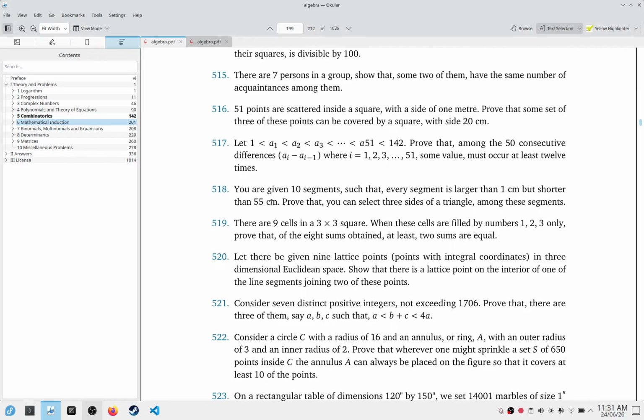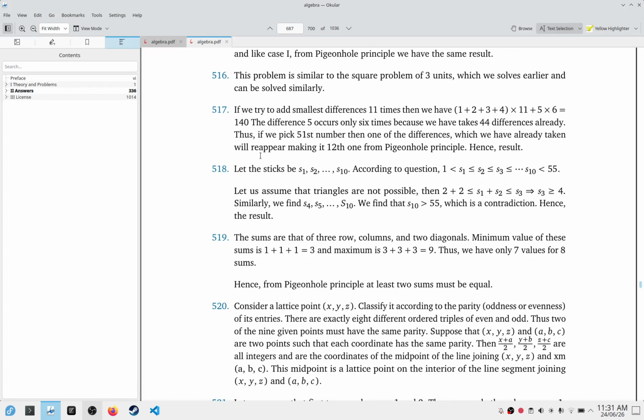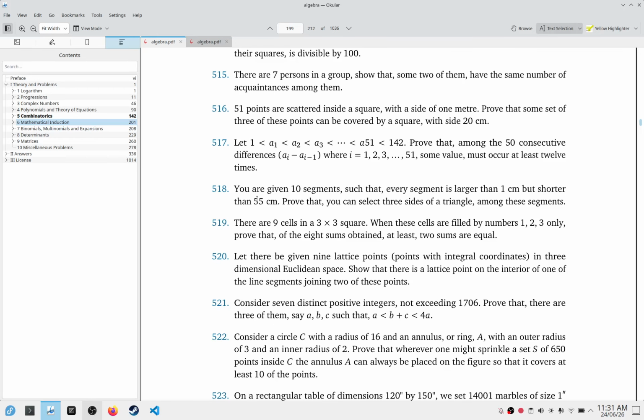Question 518 says that you are given 10 segments such that every segment is larger than 1 centimeter but shorter than 55 centimeters. Prove that you can select 3 sides of a triangle among these segments. So this is 518, right?